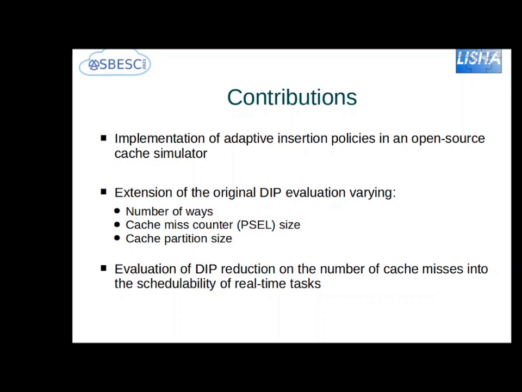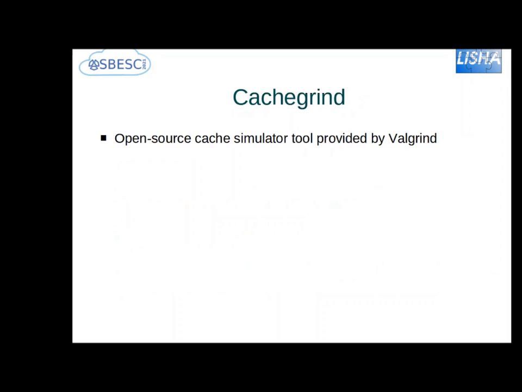Moreover, by applying the reduction in the number of cache misses of the DIP policy into the scalability analysis, we were able to observe its impact on the scalability ratio of real-time systems. The cache simulator used was Cachegrind, an open source tool provided by Valgrind that requires as input the cache partition size, the number of ways, the line size, and the replacement policy, and generates a detailed profile of the whole cache hierarchy, such as the number of accesses and misses to the first and last level of the cache.